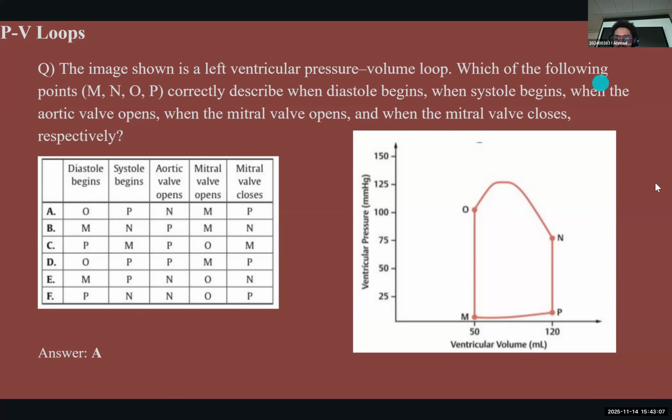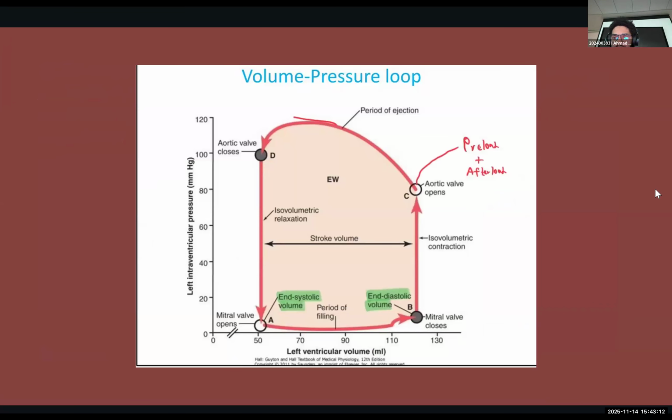Check the chat. What's the extent of diastole in the graph? Diastole starts from isovolumetric relaxation. Yes, this is the point at which diastole is taking place. What's the extent of diastole in the graph? I don't understand your question, honestly.